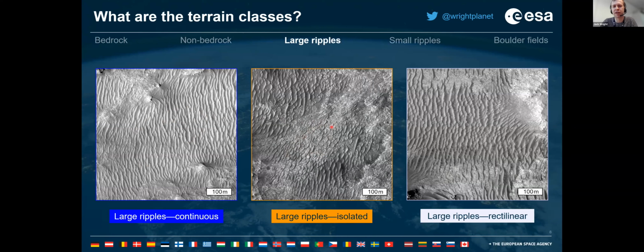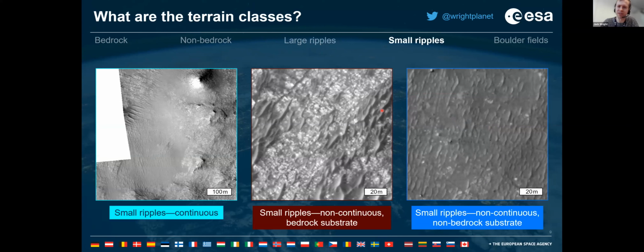So the machine learning algorithm is able to classify the large ripples, but then also able to classify separately the intervening space, which has any of the other sort of large scale classes. So there could be, for example, in this case, fractured bedrock underneath these large ripples. And then on the right, a more minor class is where the ripples intersect at right angles to form cells. And these are called rectilinear, and these are a relatively minor component of the mapping area, the landing site, rather.